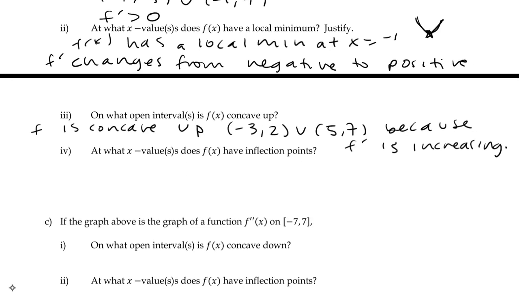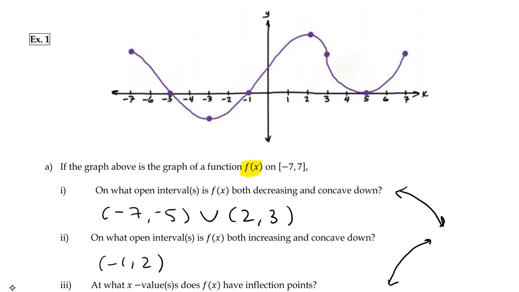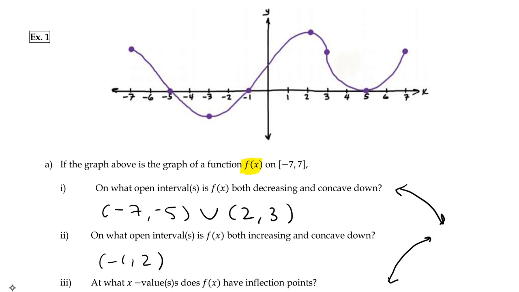Okay, how do we find inflection points? Remember, that's when the second derivative changes sign. That is the easiest way to think about it. But we don't have access to the second derivative. So remember we are looking at the first derivative, and it's where the first derivative changes from increasing to decreasing or decreasing to increasing.